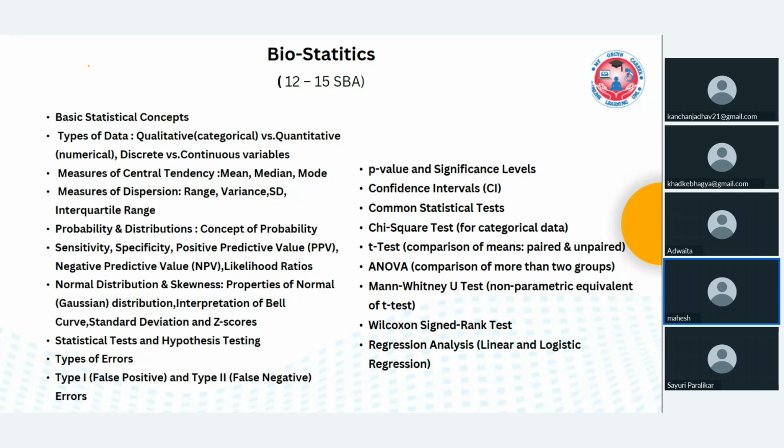Normal distribution and skewness, properties of the normal or Gaussian curve distribution, interpretation of the bell curve, standard deviation and z-scores, statistical tests and hypothesis testing, types of errors, that is type 1 and type 2 errors, they are asking, then p-values, confidence intervals, chi-square test, t-test, ANOVA test. So all these tests we are going to cover in our live session, and this is going to be a very easy session, and you will score maximum in biostatistics once you prepare it methodically.